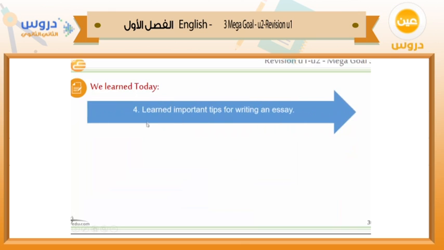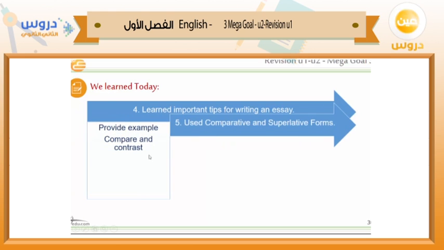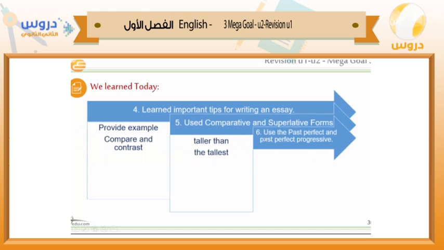After that, we learned important tips for writing an essay. We said provide examples, compare and contrast. Then we used comparative and superlative forms like taller than and the tallest. Then we used the past perfect and past perfect progressive. We said use had plus past participle and had been plus verb with ing.